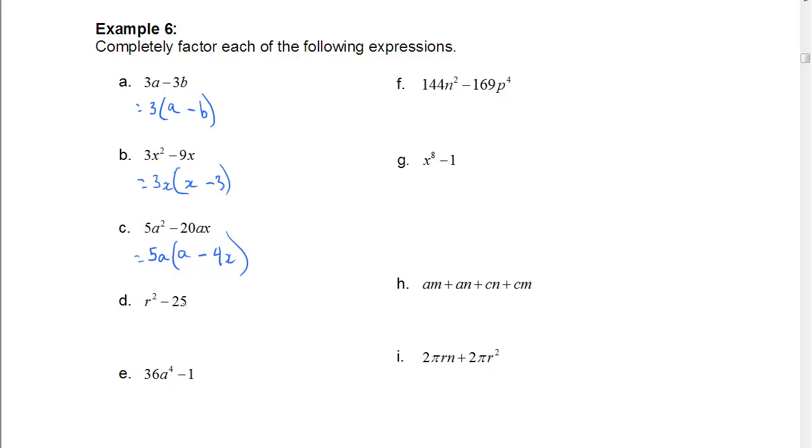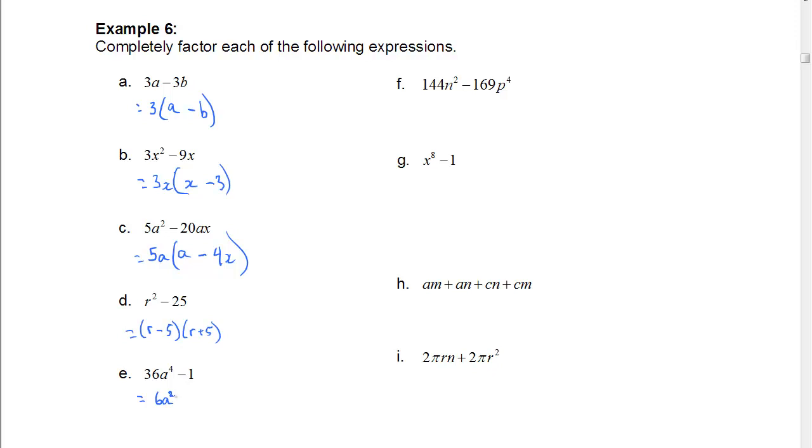Here we see we have a difference of squares. r squared, and 25 is 5 squared, so this is going to be r minus 5 and r plus 5. Here we actually have a difference of squares as well, only it's much harder to see. 36 is 6 times 6. a to the 4 is a squared times a squared.